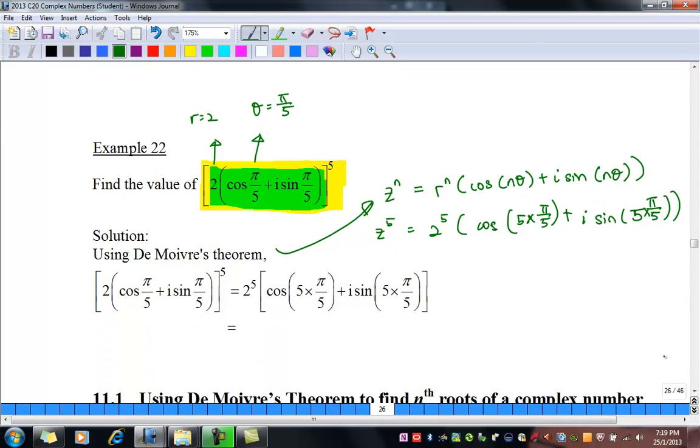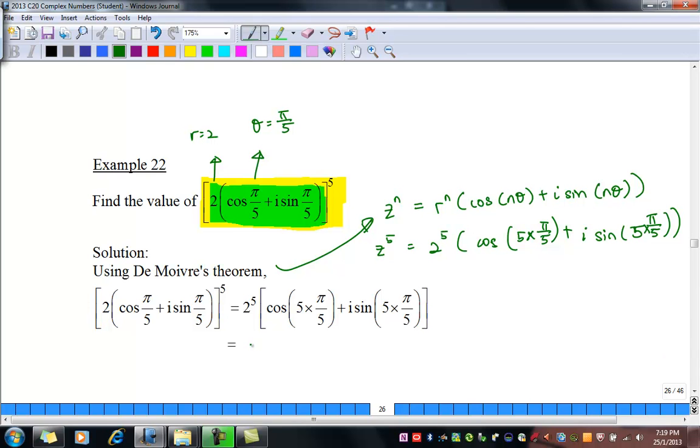And if I want to evaluate this, I can see that 2 to the power of 5 is simply 32. Cosine pi plus i sine pi. And what is cosine pi? Cosine pi, I know, is actually a value of -1, while sine pi takes on the value of 0. So therefore, the value of this whole thing is simply -32.